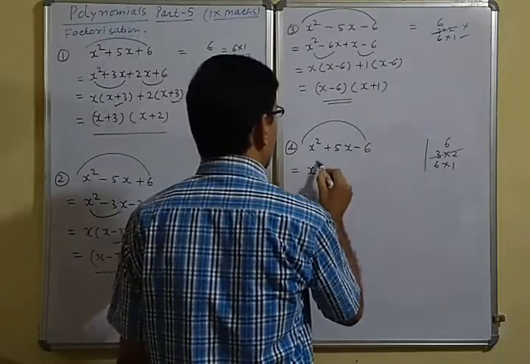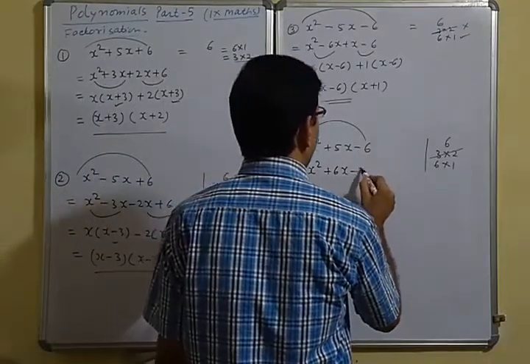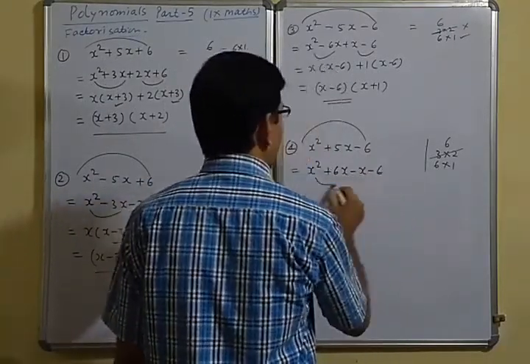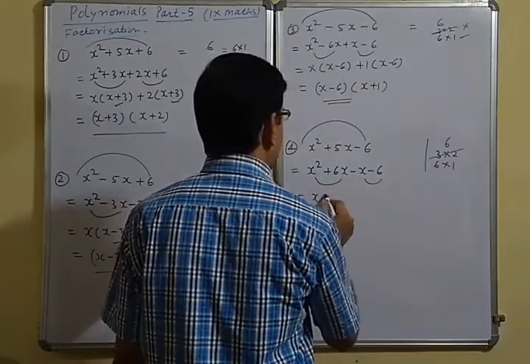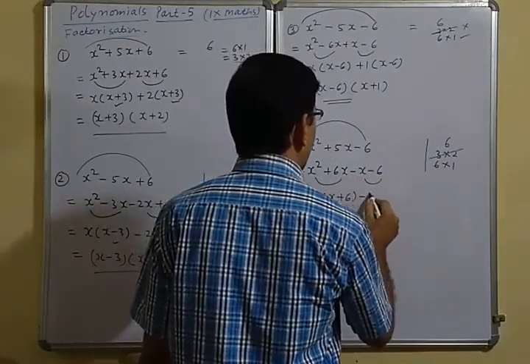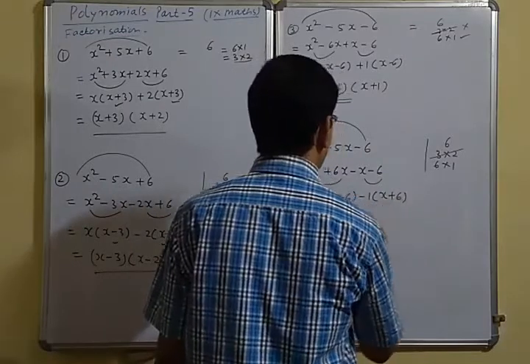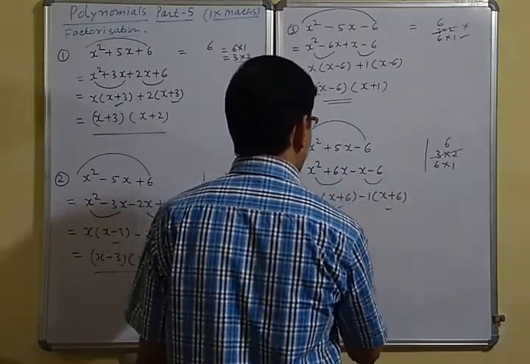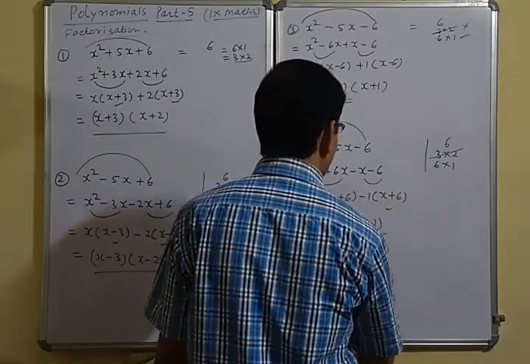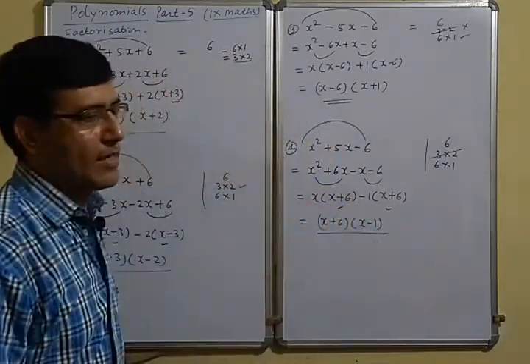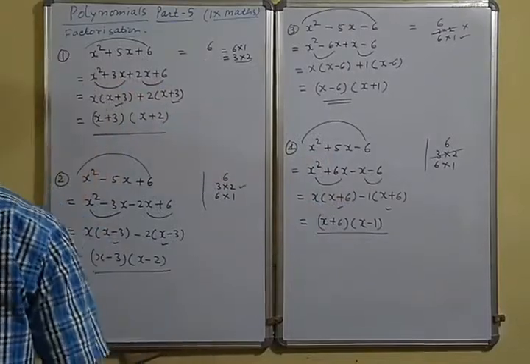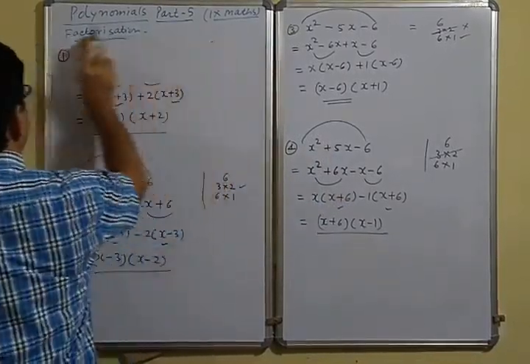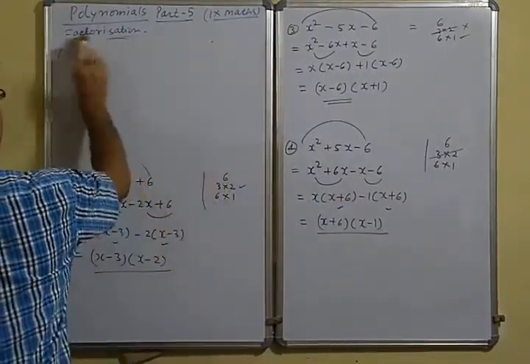So we will consider x square plus 6x minus x minus 6. Here you take x common, and in the bracket you will get x plus 6, minus 1 common, x plus 6. Again you take x plus 6 common, and in the other bracket you will get x minus 1. So this is the factorization. Now let us see some other examples of this method.